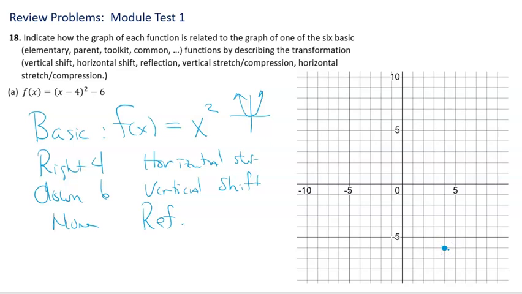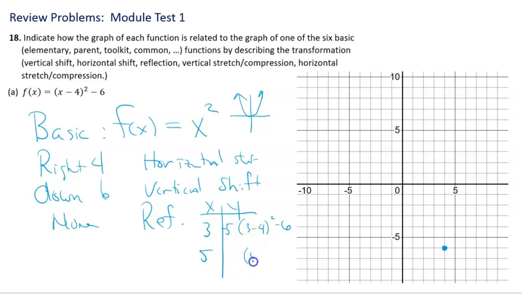But now I should graph some more points. Probably a good point to plug in might be a point on either side. Okay? So we have x and y. That point right there is x equals 4. So why don't we plug in x equals 3 and maybe x equals 5. If I plug in 3, that's going to be 3 minus 4 squared minus 6. 3 minus 4 is negative 1. Negative 1 squared is 1. 1 minus 6 is negative 5.